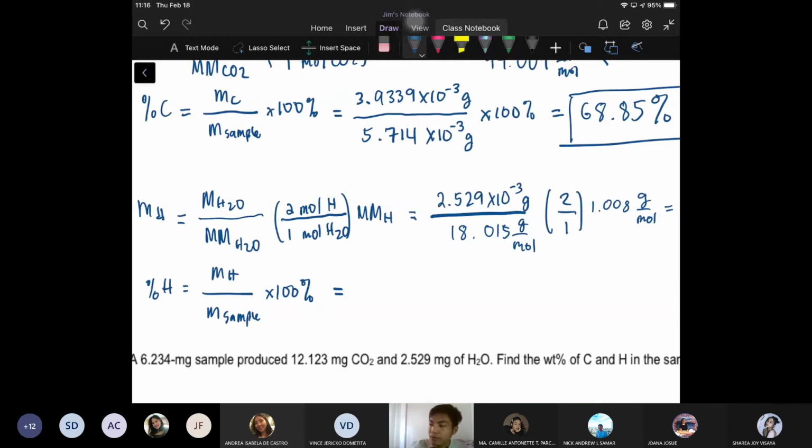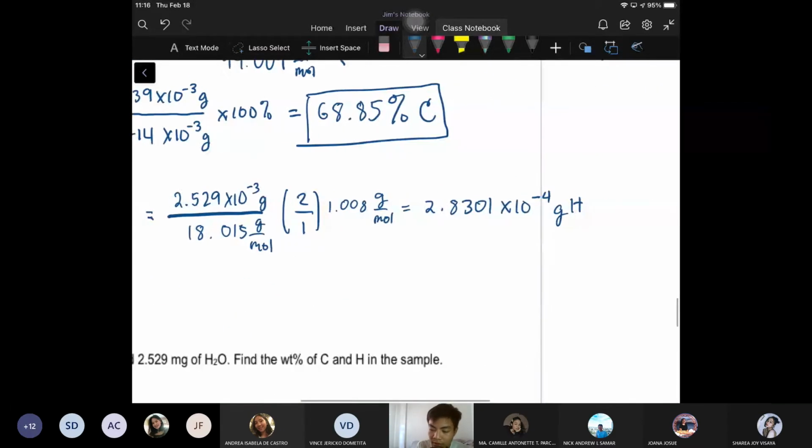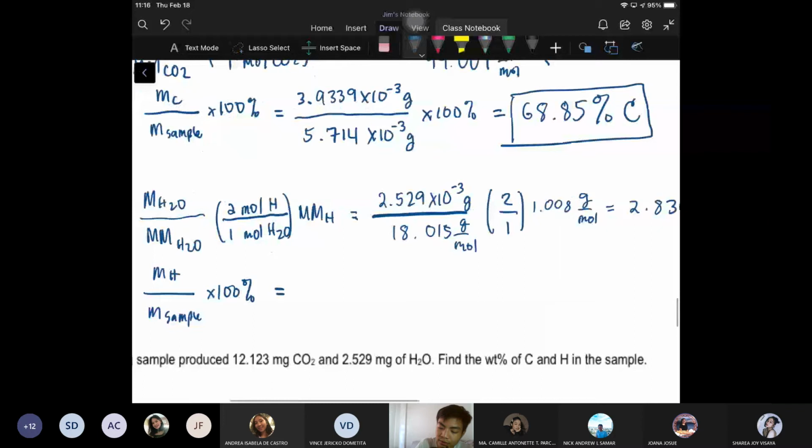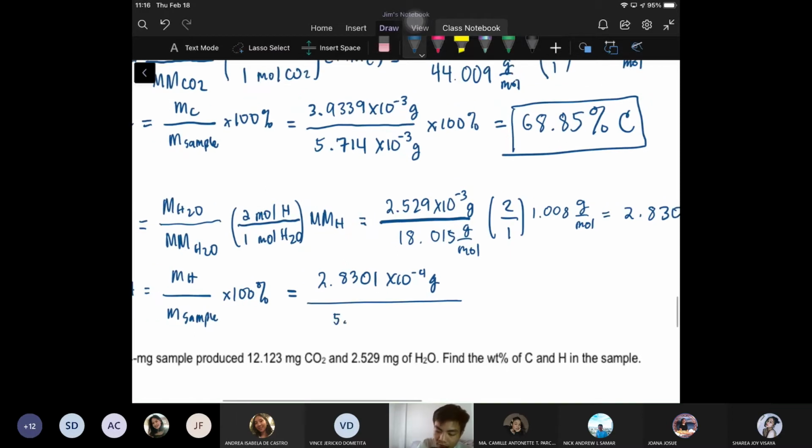Ano yung mass ng hydrogen? Na-delete ko dito. 2.8301 times 10 raised to negative 4 grams divided by the sample mass. Okay, so ito na yon. Kopyahin na lang natin. 5.714 times 100.